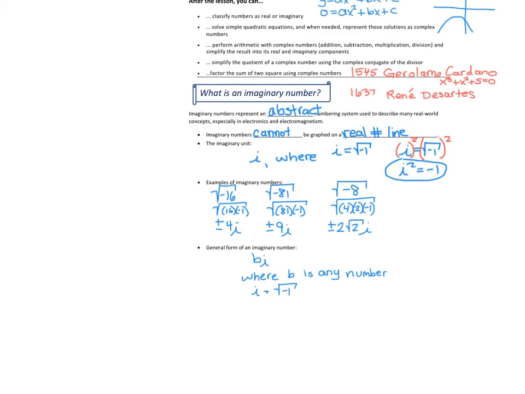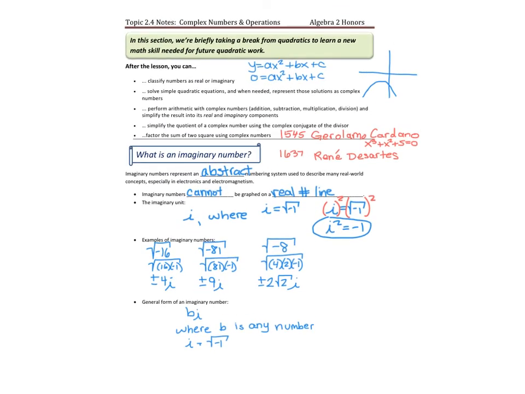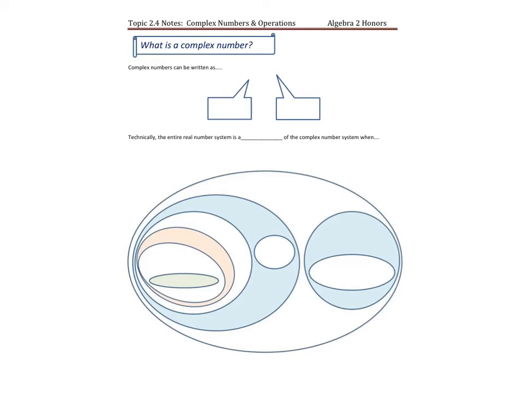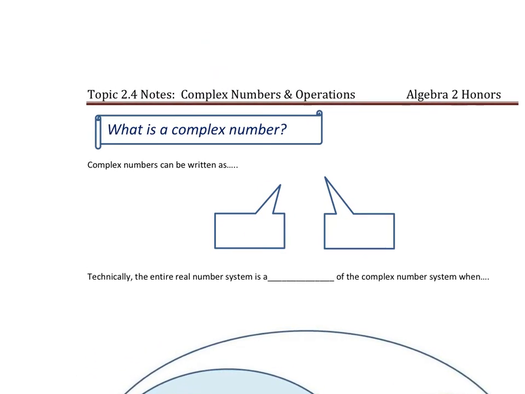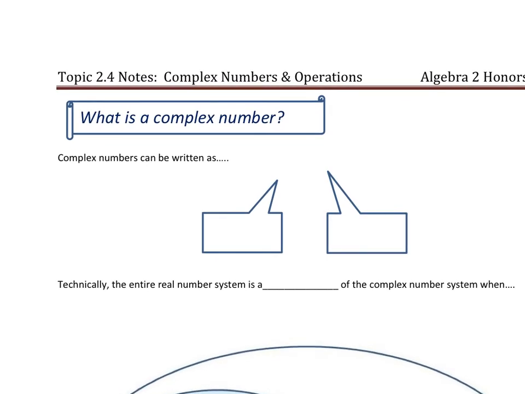Okay, so on the next page, let's take a look at how this concept of an imaginary number relates to our number system that we're familiar with. First let me introduce to you a new term called a complex number. A complex number is generalized as follows: a plus bi.